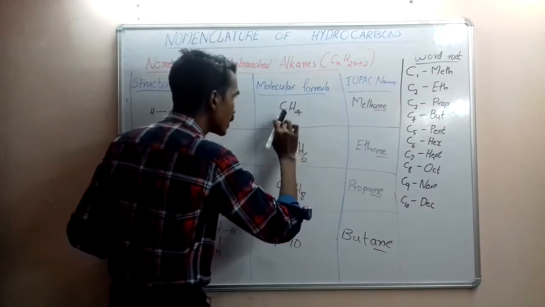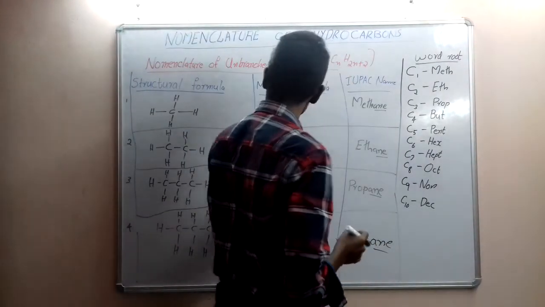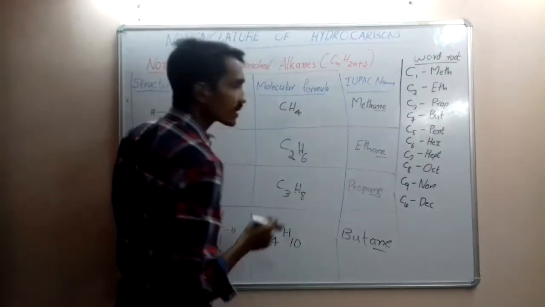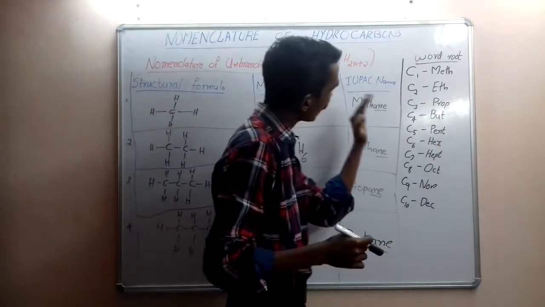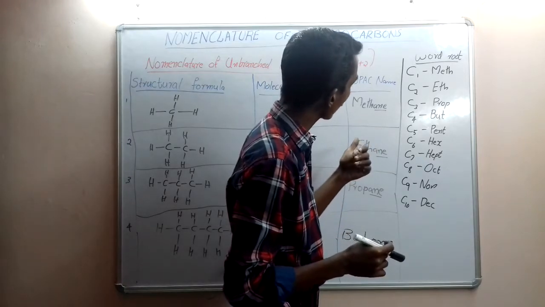This is known as molecular formula. Okay, next, this molecular formula and structural formula is given, so we have to identify the IUPAC name. So how to identify the IUPAC name?